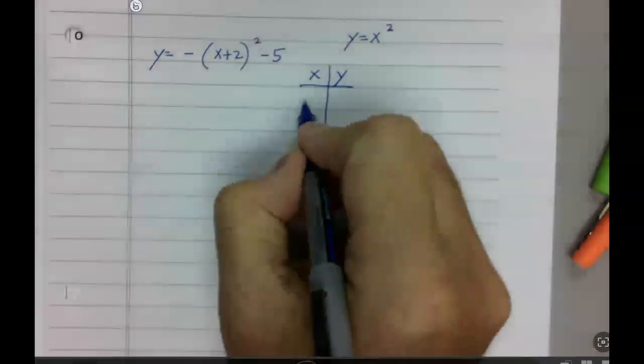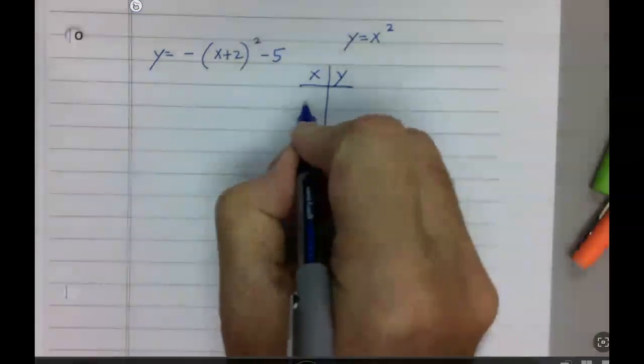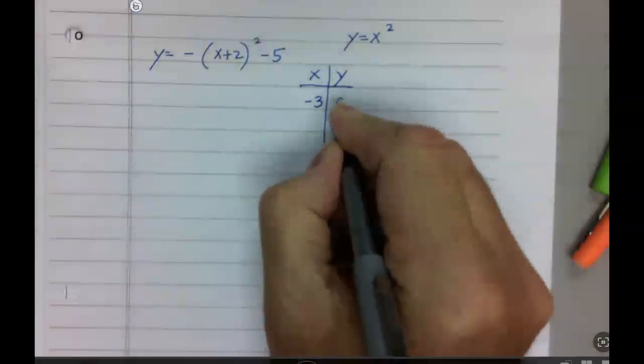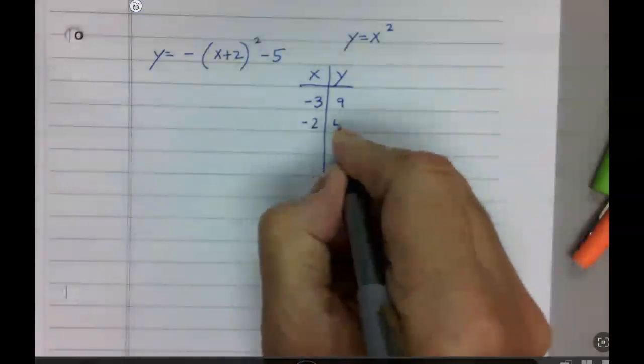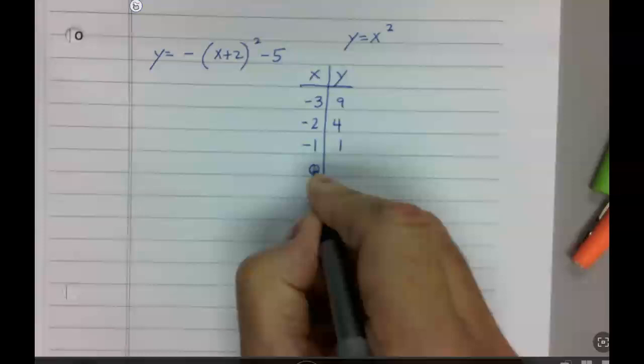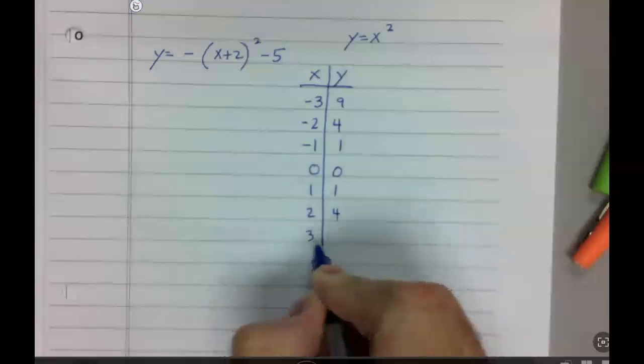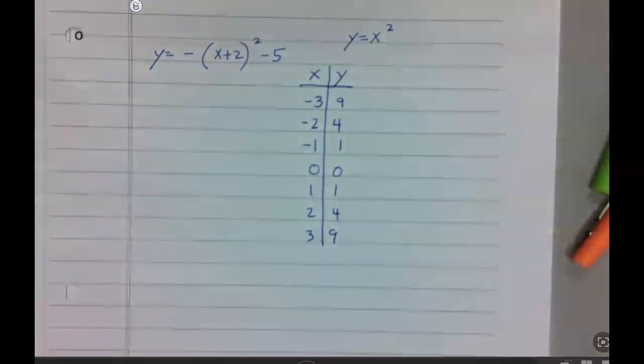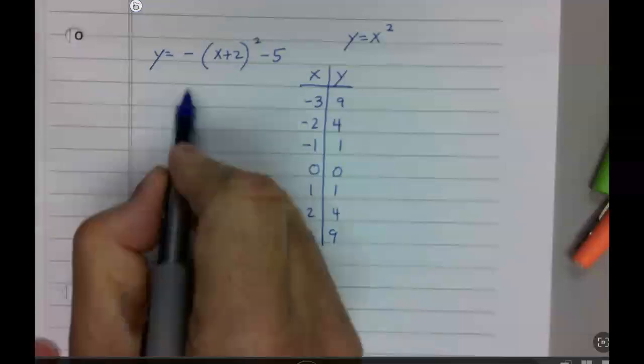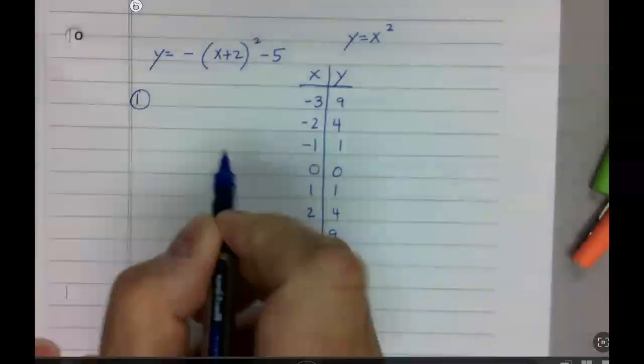Agreed? Here's your ordered pairs that I've given you. -3, 9, -2, 4, -1, 1, 0, 0, 1, 1, 2, 4, 3, 9, correct? Did I give you those? Agreed? Yeah.